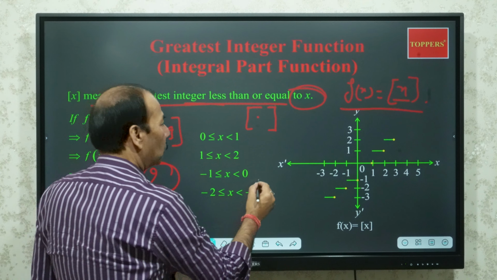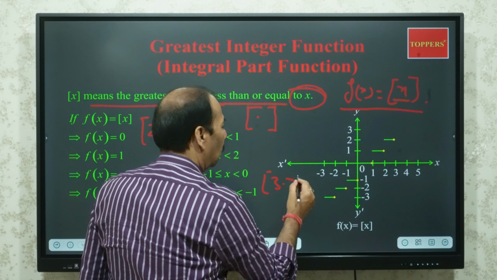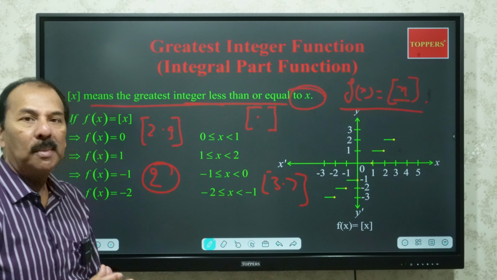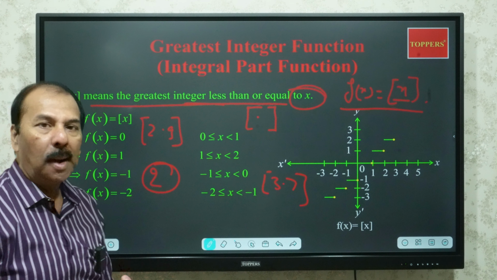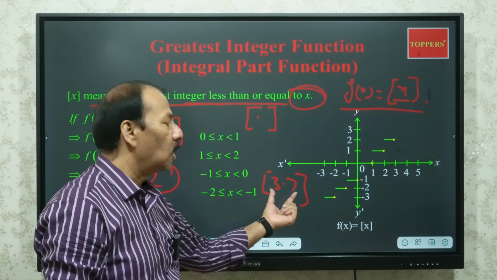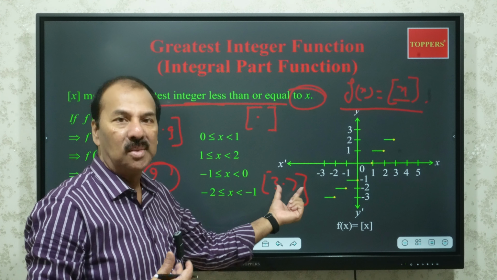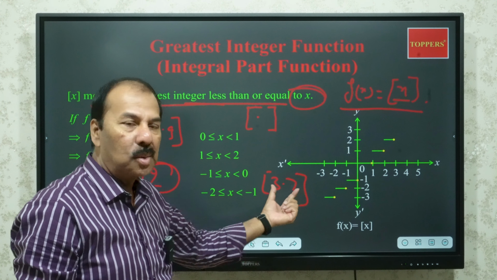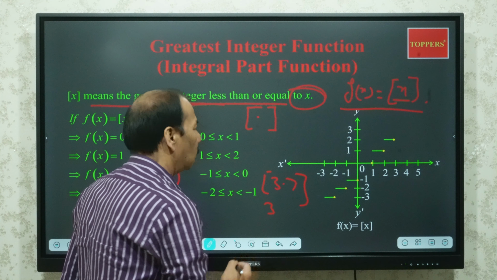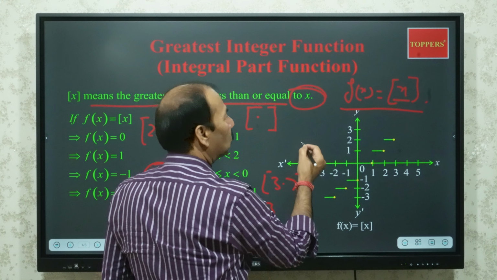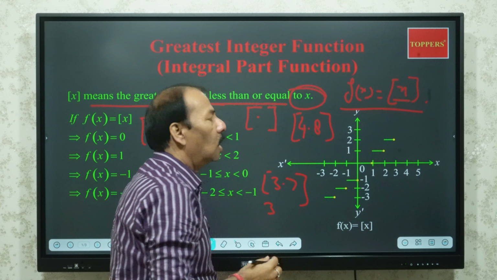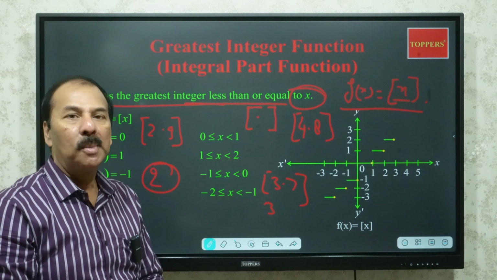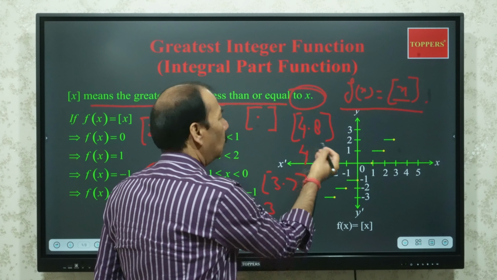Similarly, consider integral of 3.7. Again the nearest integers are 3 and 4, and we choose the one which is less than or equal to 3.7, so that will be 3. Similarly, integral of 4.8 will be equal to 4.